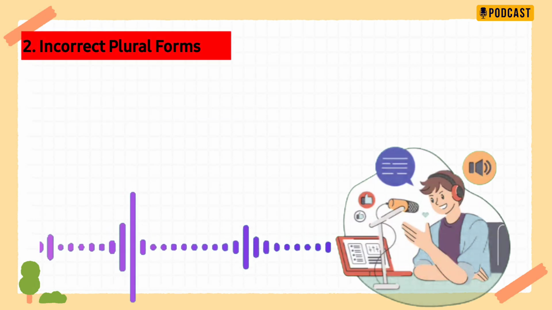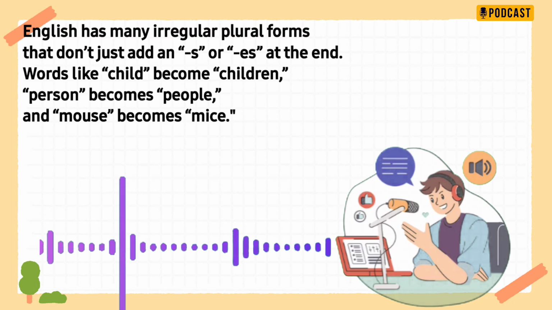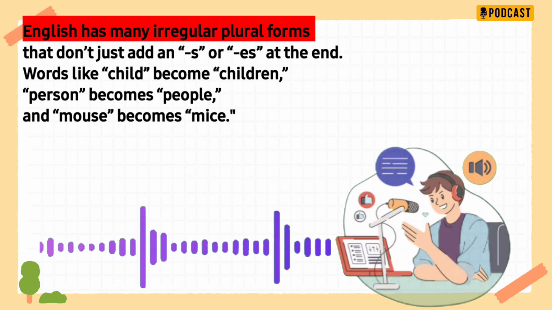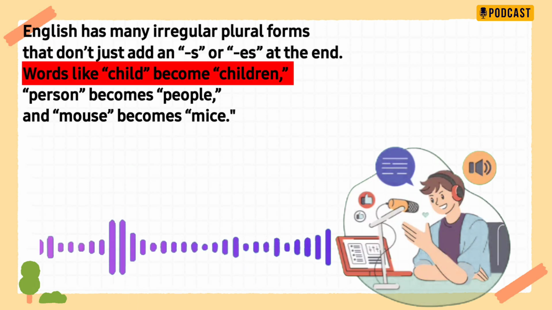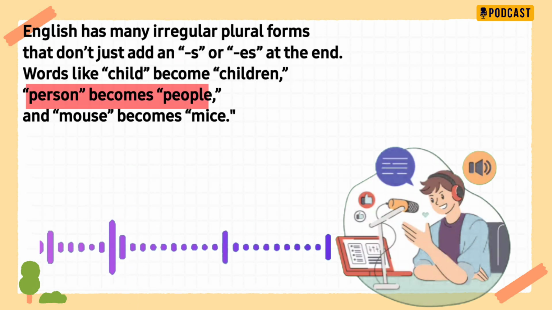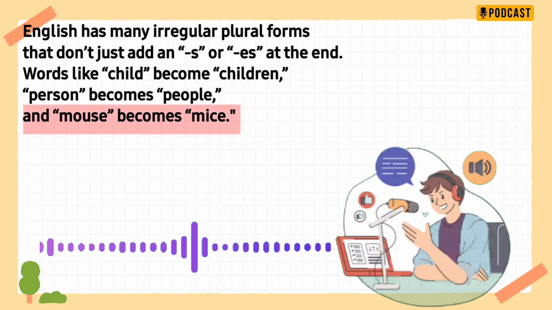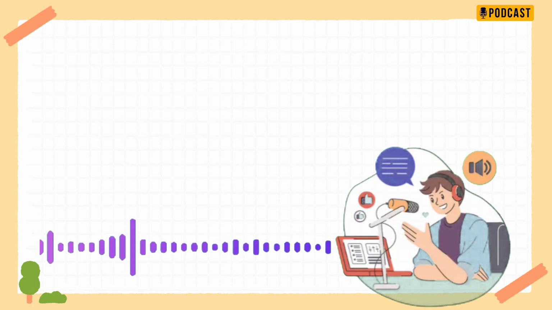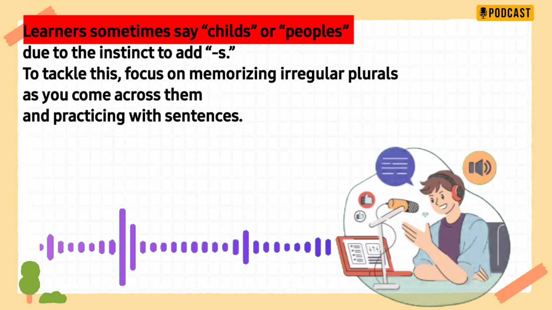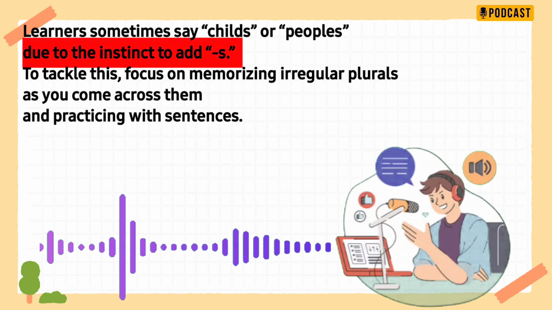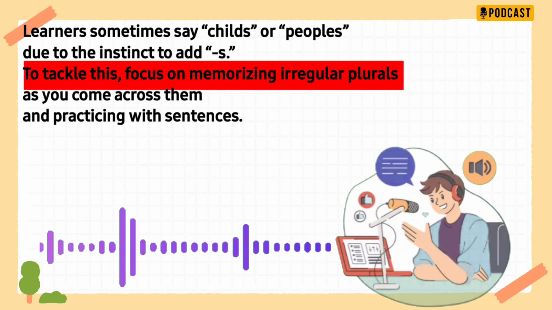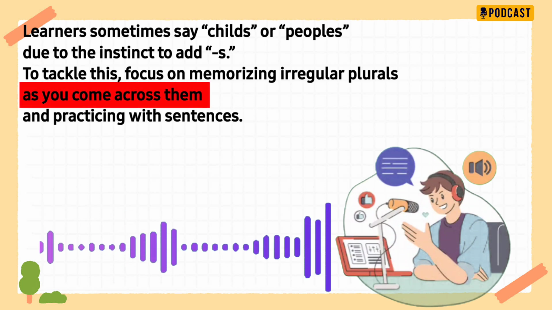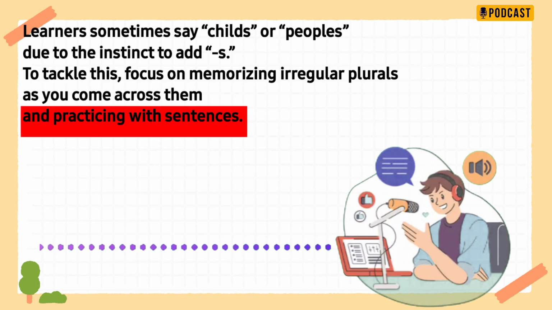2. Incorrect plural forms. English has many irregular plural forms that don't just add an s at the end. Words like child become children, person becomes people, and mouse becomes mice. Learners sometimes say child's or people's due to the instinct to add s. To tackle this, focus on memorizing irregular plurals as you come across them and practicing with sentences.